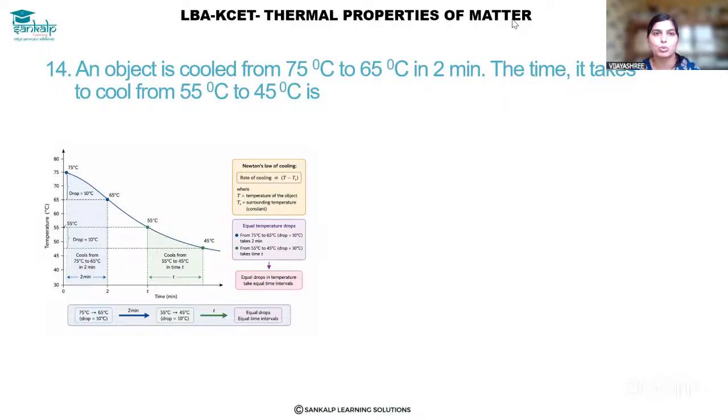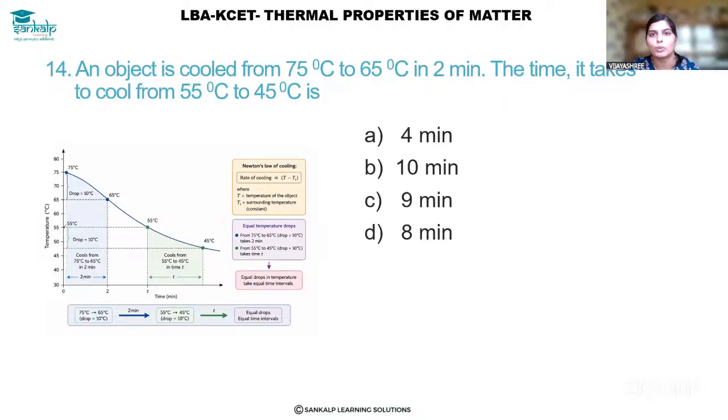An object is cooled from 75 degrees Celsius to 65 degrees Celsius in 2 minutes. The time it takes to cool from 55 degrees Celsius to 45 degrees Celsius is: option A 4 minutes, option B 10 minutes, option C 9 minutes, and option D 8 minutes.